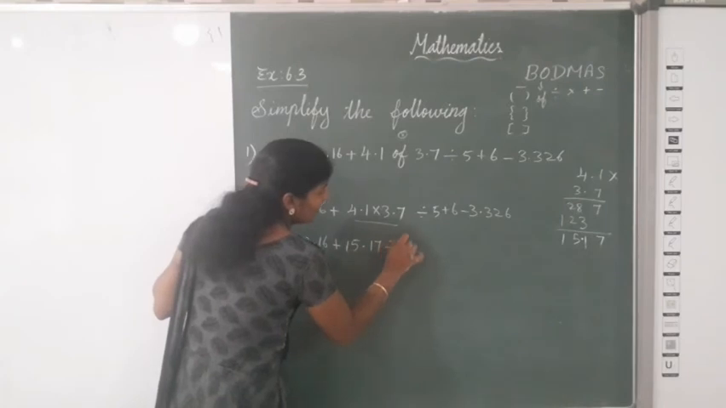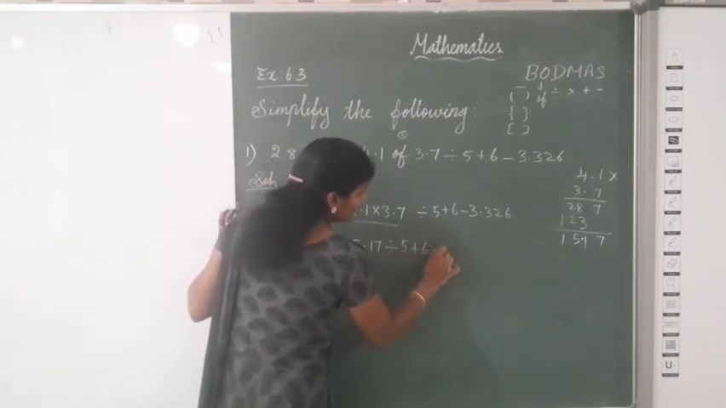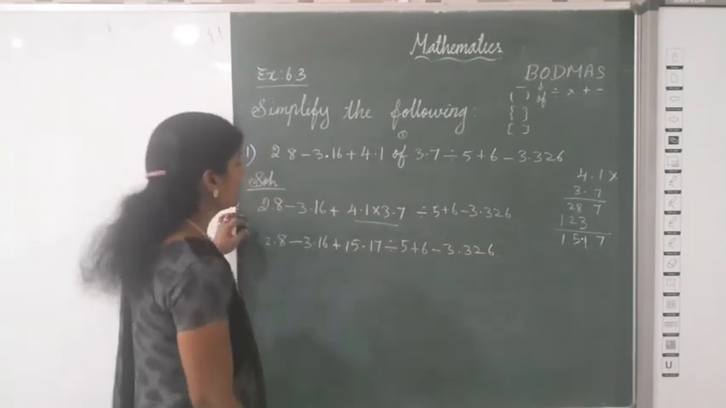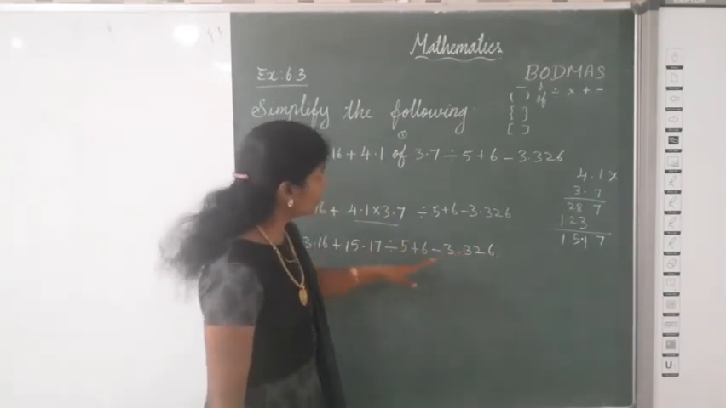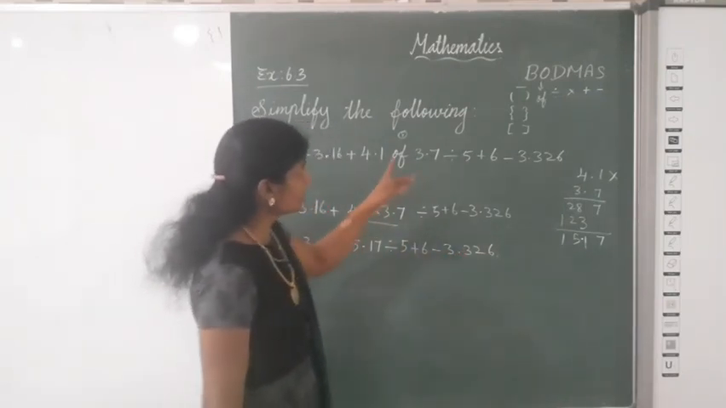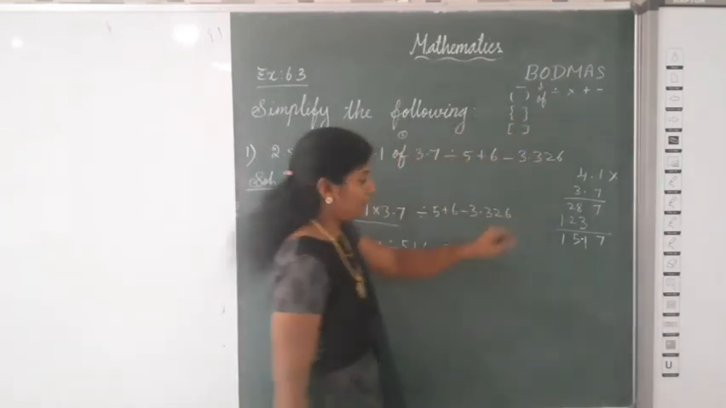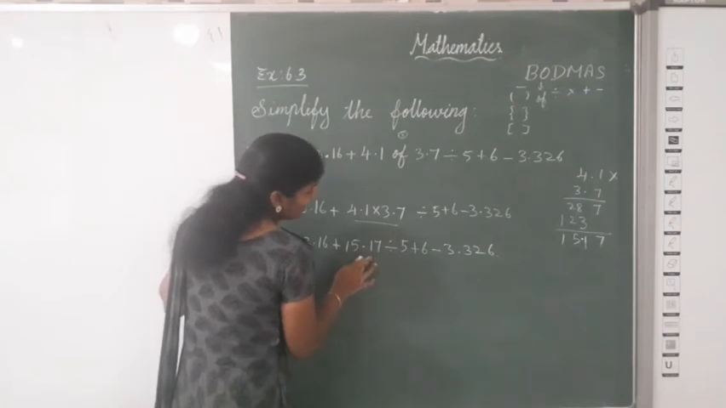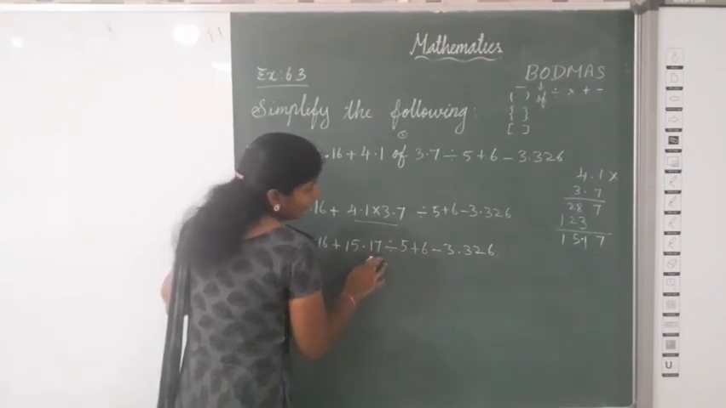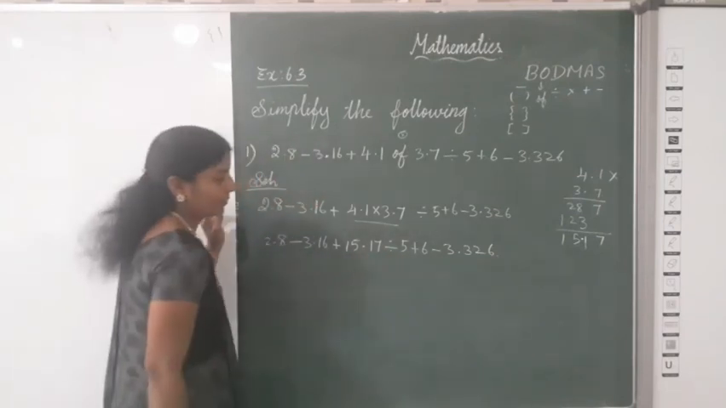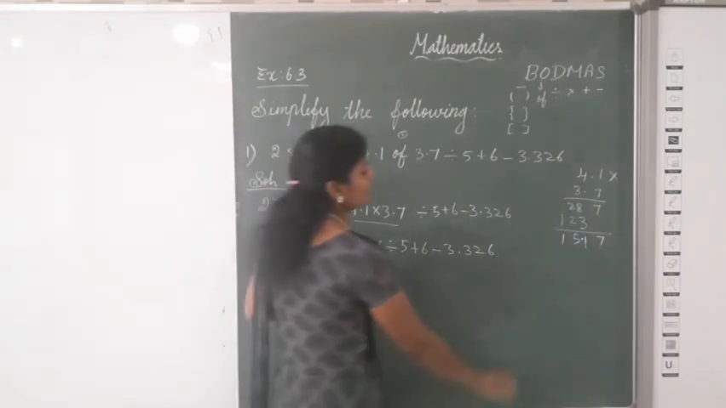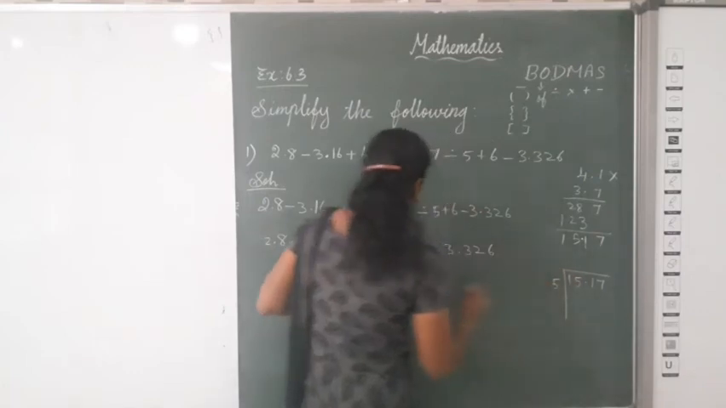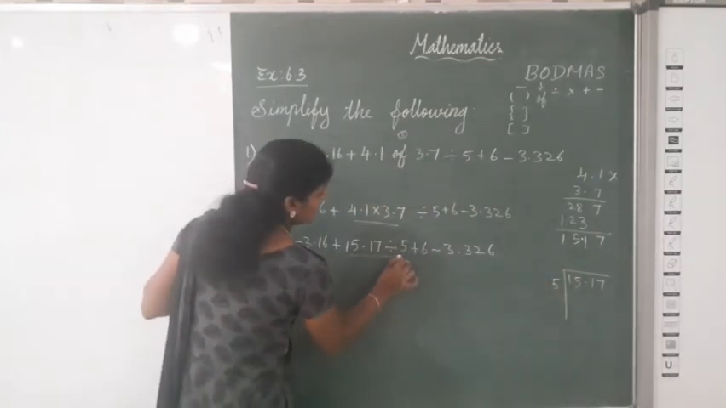15.17 divided by 5 plus 6 minus 3.326. Okay, then anywhere we have multiplication, next preference is for division, isn't it? Here we have division. So 15.17 divided by 5.